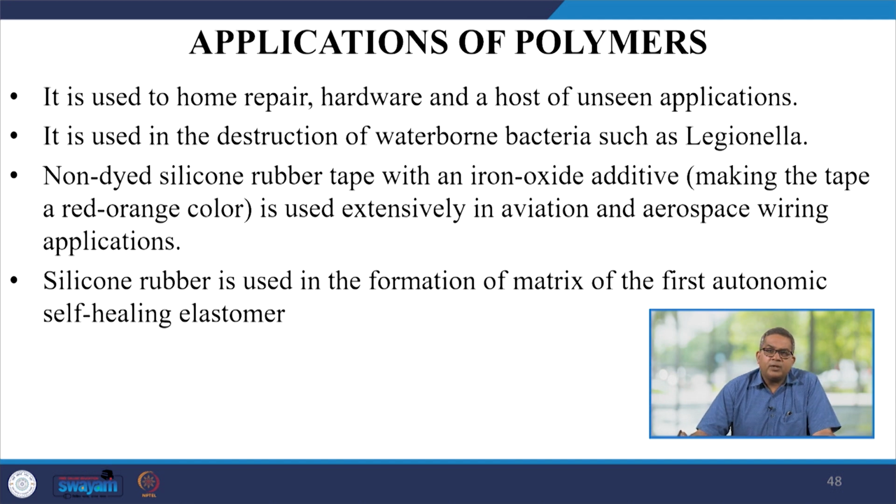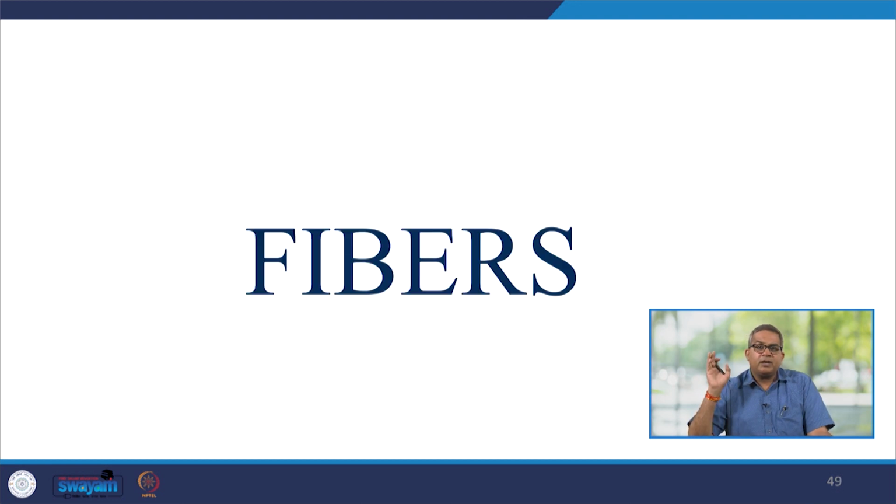Non-dyed silicon rubber tapes with iron oxide additives are extensively used in aviation and aerospace wiring applications, and silicon rubber is also used in the formational matrix of the first automatic self-healing elastomers.